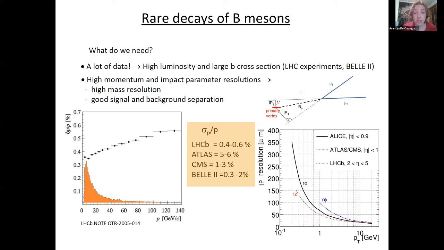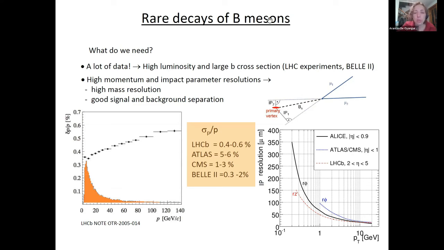impact parameter resolution. And also the momentum resolution is very important, because what I'm doing is computing the sum of four-momenta to get the mass peaks, the invariant mass distribution. So the better the resolution I have in the momentum, the better the resolution I will have in the mass distribution.